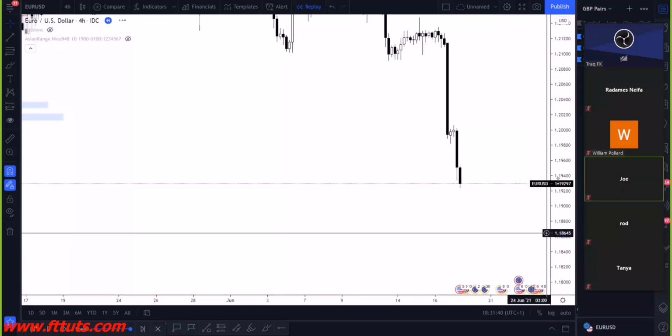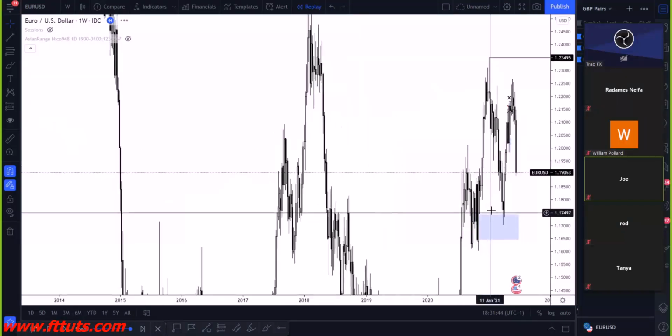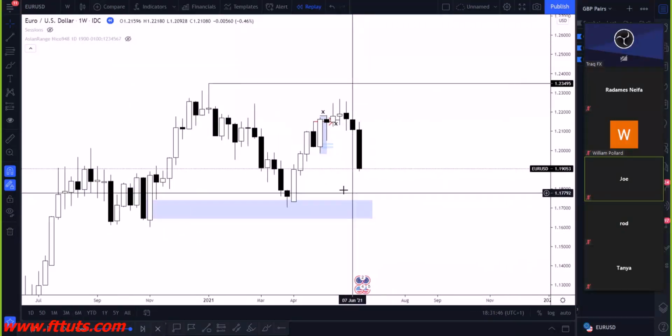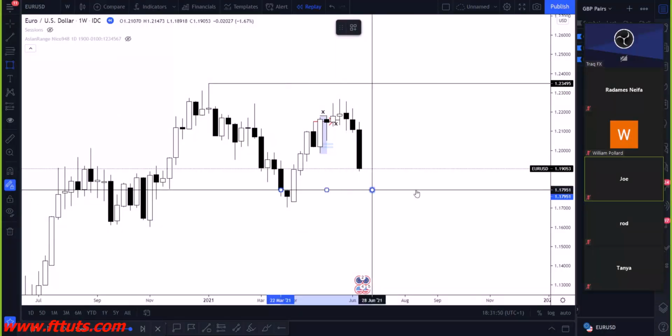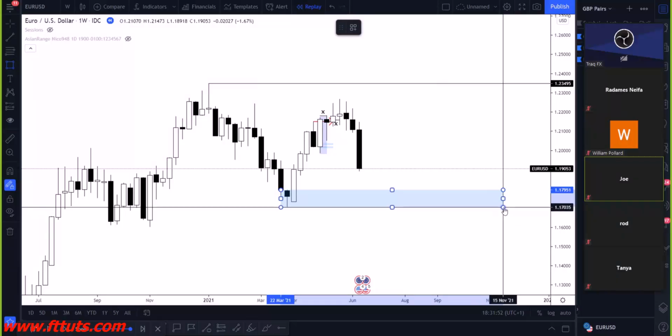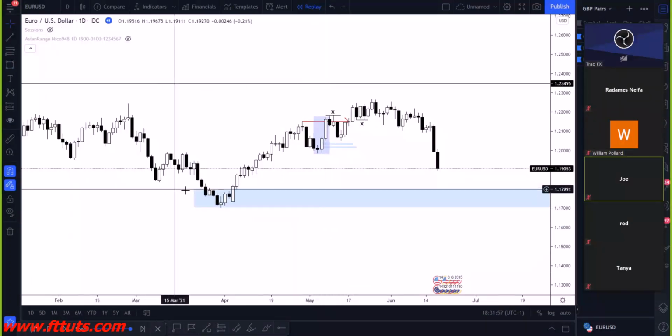So let's go back to the 4-hour time frame and just look for where price can potentially go down to. Now on the weekly time frame, we can see that there is another institutional candle right here. There is a weekly IC candle right here that price can potentially make a run down to. Let's go down to the daily time frame and try to refine this.